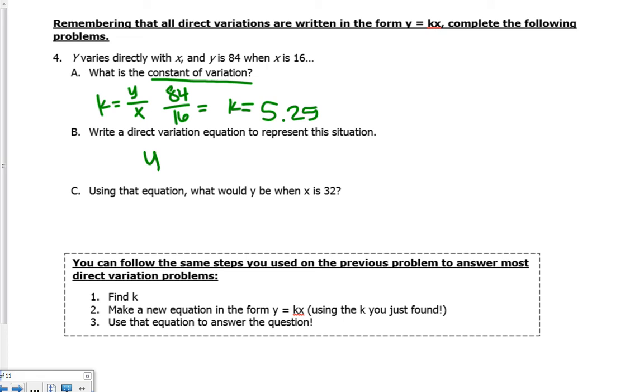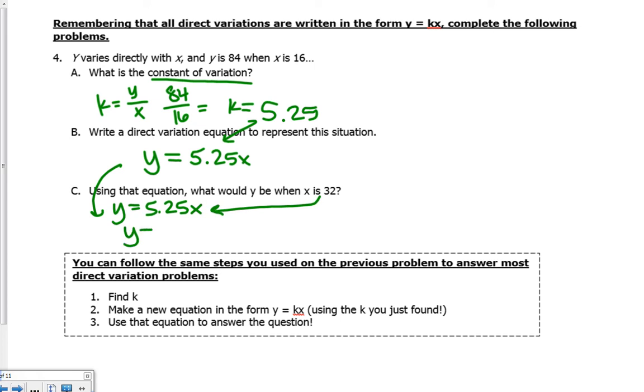Alrighty. So then part B says write a direct variation equation. All they're wanting you to do is write y equals kx with that k you just found plugged in. So there's my equation. Now C says using that equation, what would y be when x is 32? Well, now I've got a formula that I can use. So if I know y is equal to 5.25x and they just told me an x, I plug that in. So y should be 5.25 times 32.